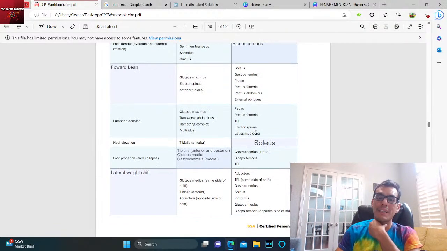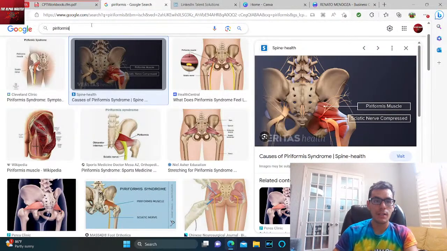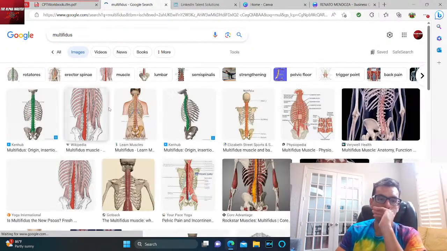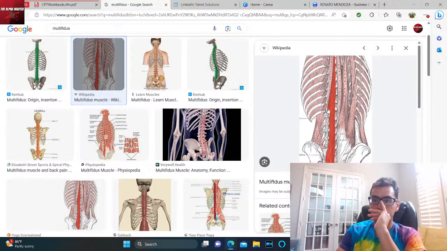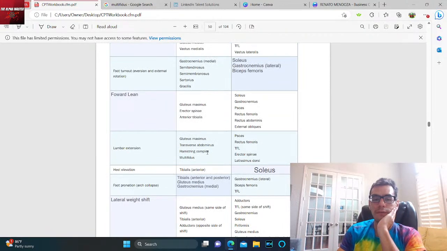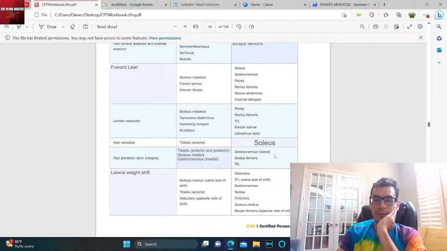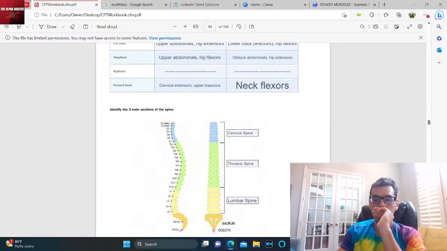But for example, multifidus. You really need to know the multifidus. The multifidus muscle is around the spine. And in here you see that in lumbar extension you have a multifidus weak muscle, and then you have an erector spinae tight muscle. So you need to use common sense, your knowledge of the muscles, the neck flexors, hip extensors, and you'll get it.